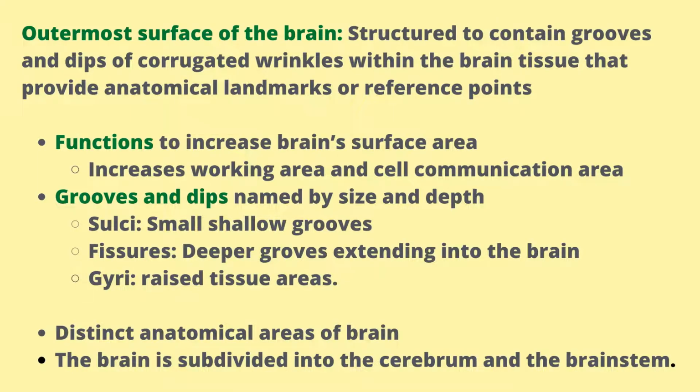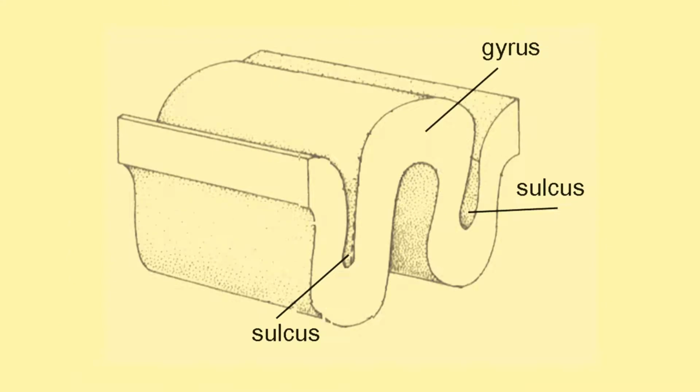Now let's take a look at what constitutes the outermost surface of the brain. This is structured to contain grooves and dips of corrugated wrinkles within the brain tissue that provide anatomical landmarks or reference points. The function is to increase brain surface area. It increases working area and cell communication area. On the brain, we can see there are grooves and dips, and they are named by size and depth. Sulci are small, shallow grooves. Fissures are deeper grooves extending into the brain. And gyri are the raised tissue areas. We know the brain does have distinct anatomical areas, and the brain is subdivided into the cerebrum and the brainstem. Here's an image of what the gyrus or gyri look like, along with what the sulcus or sulci look like.